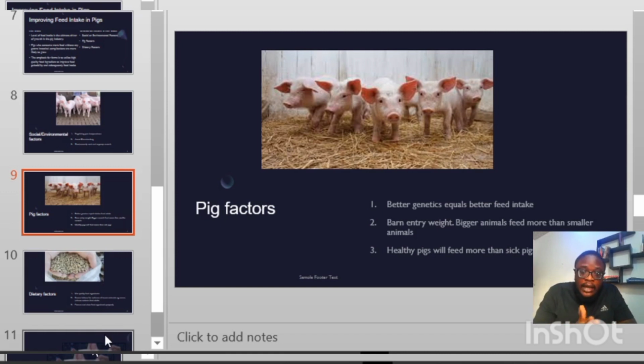Barn entry weights, bigger animals feed more than smaller animals, of course. So that is why in the last slide we spoke about the need to regroup animals from time to time. Okay, and then lastly, healthy pigs will feed more than sick pigs. That's the truth. So with your daily management, you want to be able to pick out animals that are sick, okay, and then isolate them for treatment. Because if you do not detect the sick animals well, you keep them with the healthy animals. These sick animals, if you do not record cases of mortality, will not grow properly. So healthy pigs will definitely feed more than sick pigs.